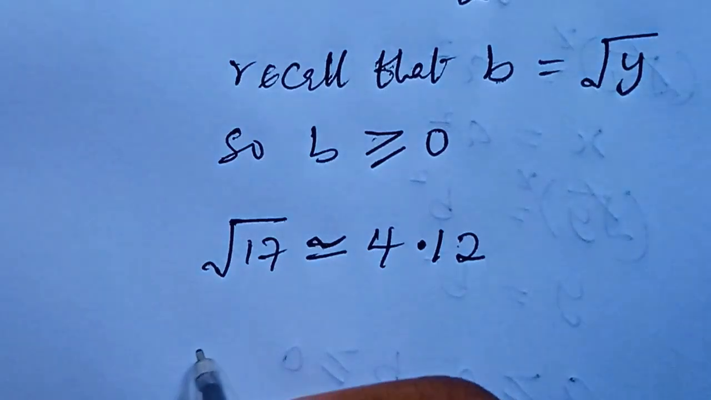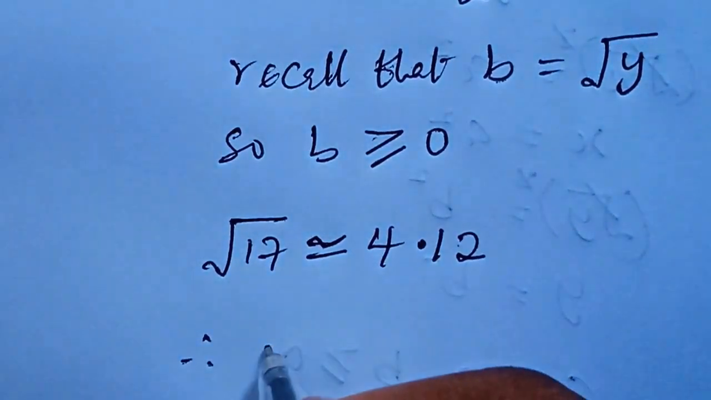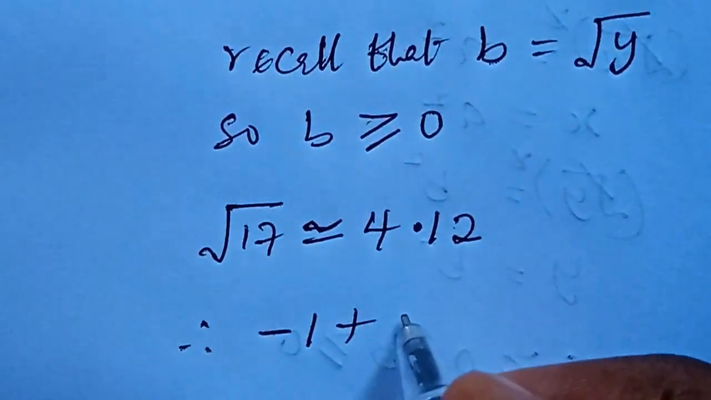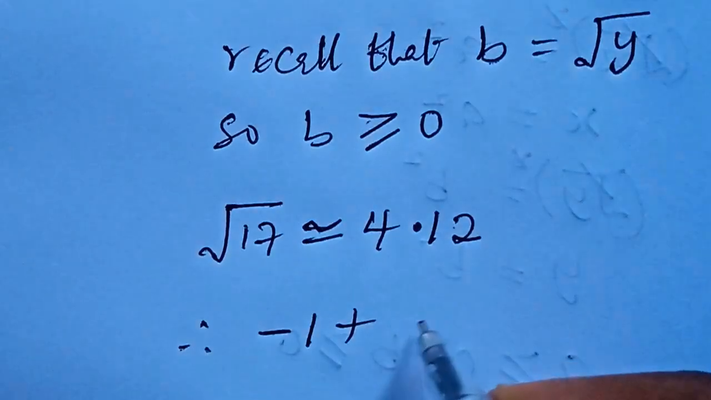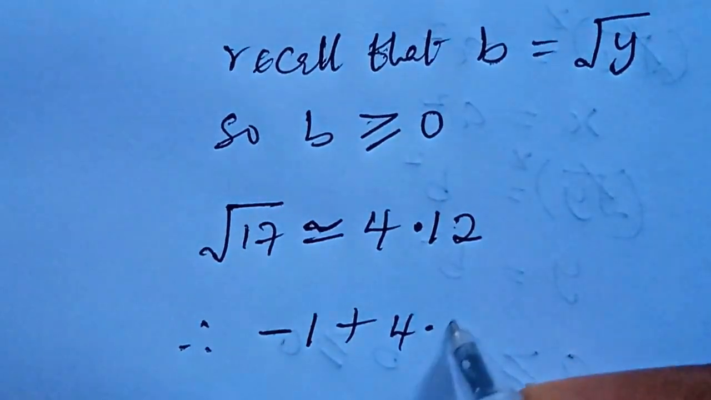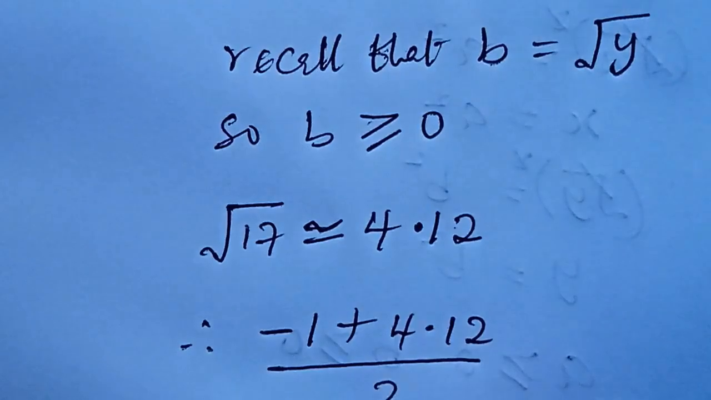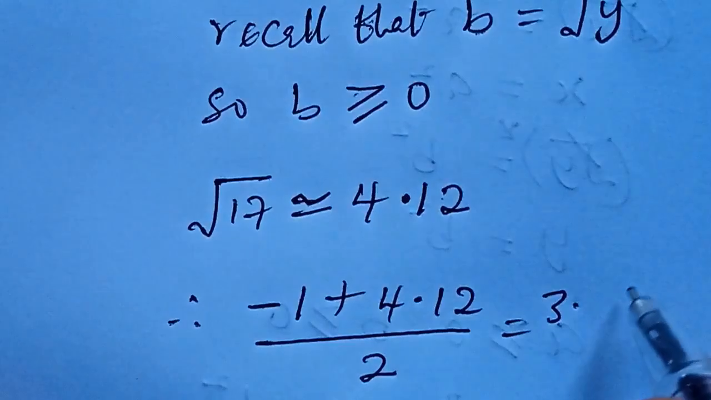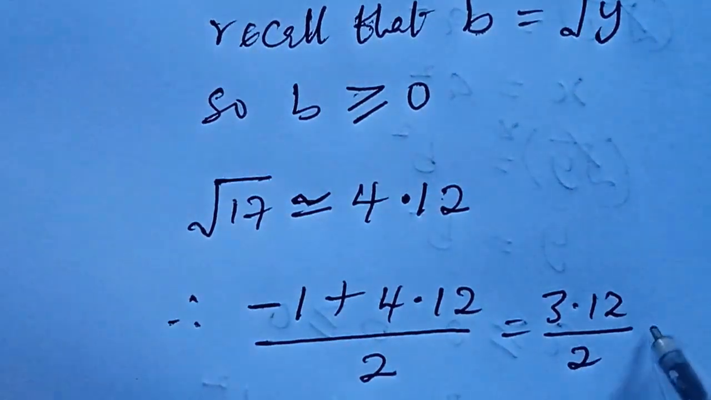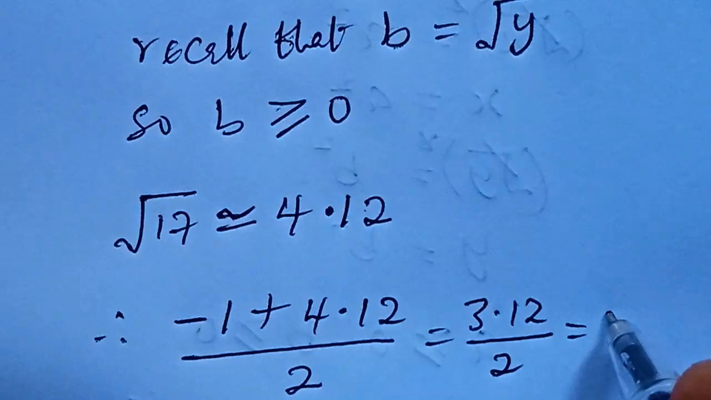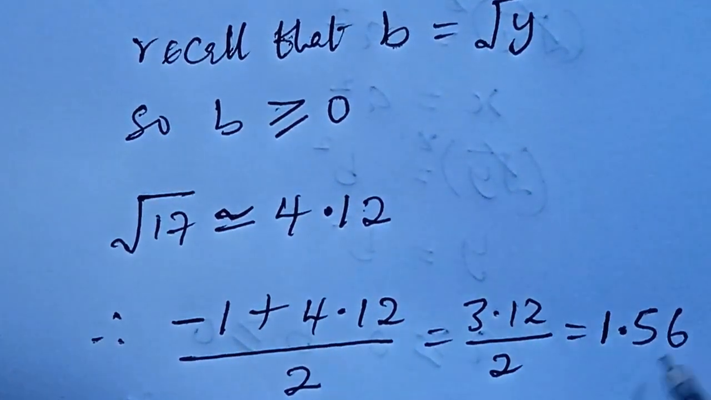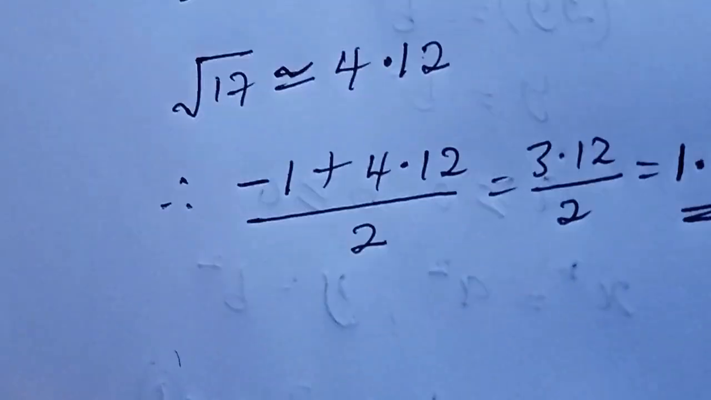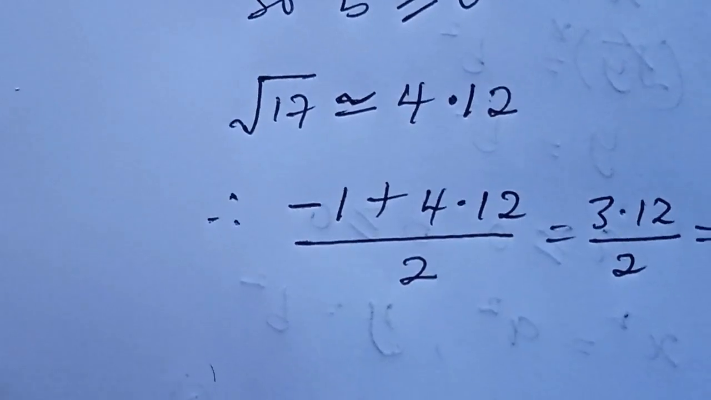So if we use this value into the value that we got earlier, therefore the value of b is given as minus 1 plus square root of 17, which is 4.12, over 2, and that is given as 3.12 over 2, which is given as 1.56. Okay, this is what we have for the first value of b.